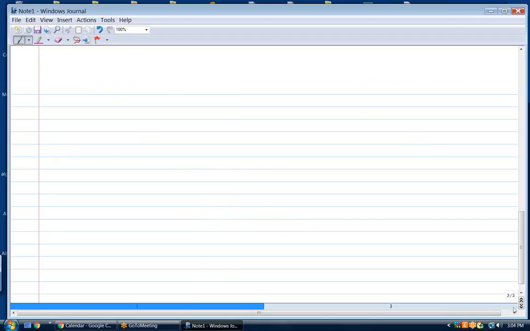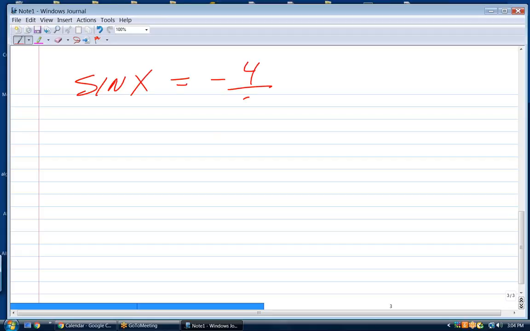All right, what else? Okay, the next one I have is sine x equals -4/5, and it's in the third quadrant again. And then it's find cosine 2 theta. They want the cosine of 2 theta? Yes. Which identity should we use?